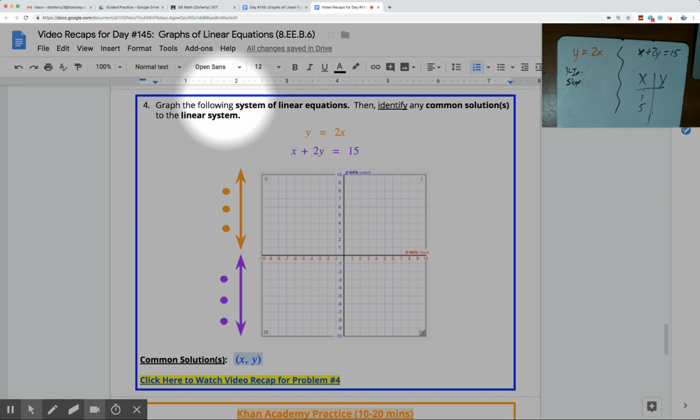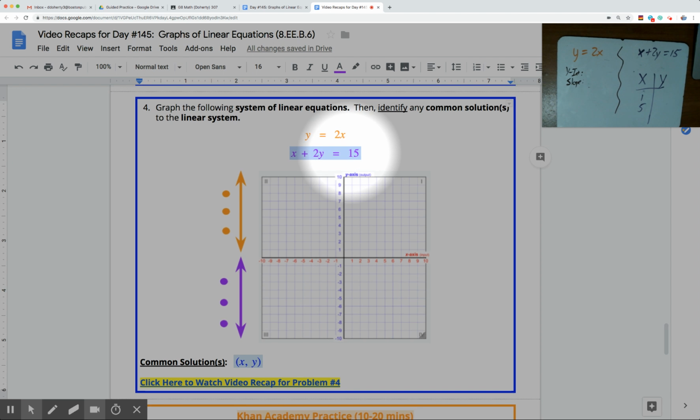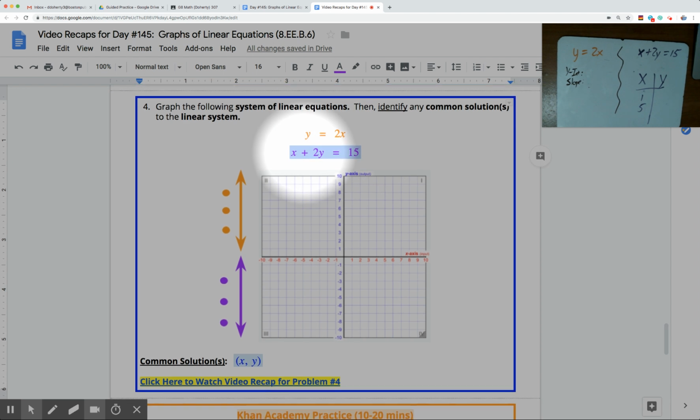Practice problem number 4, the last practice problem before you'll be moving on to Khan Academy today, asks you to again graph a system of linear equations and then use that graph, in a second part, to identify any common solution. The challenge here may be that the second equation, x plus 2y equals 15, is not in slope-intercept form. So graphing that equation will be a bit more challenging.